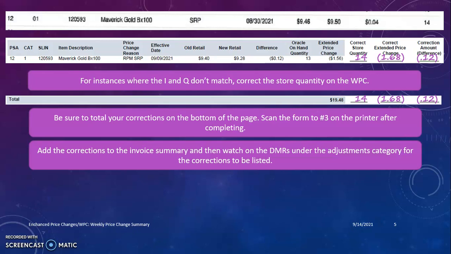Your Q is your Oracle quantity on hand. This is financially relevant, whereas the I is not financially relevant. The Q is not updated by cycle counts, and it's very important you understand that. The Q is your financial balance on hand. The I is your store balance on hand. These two numbers will not always match up.